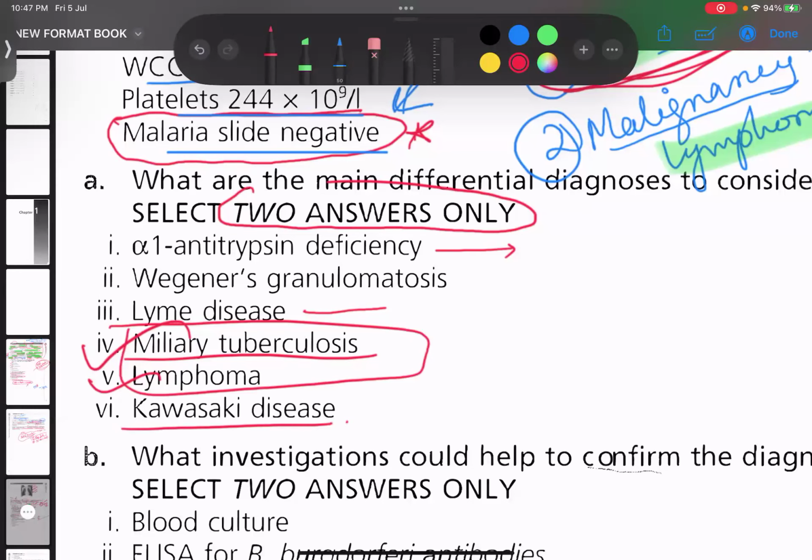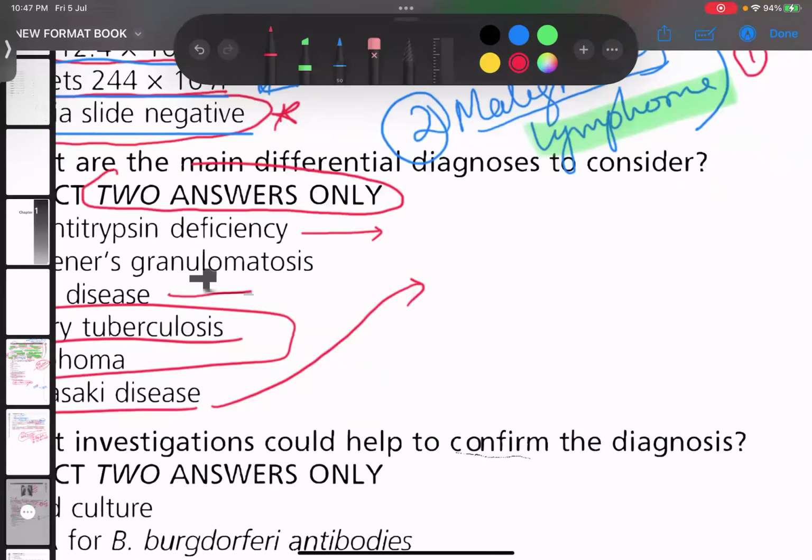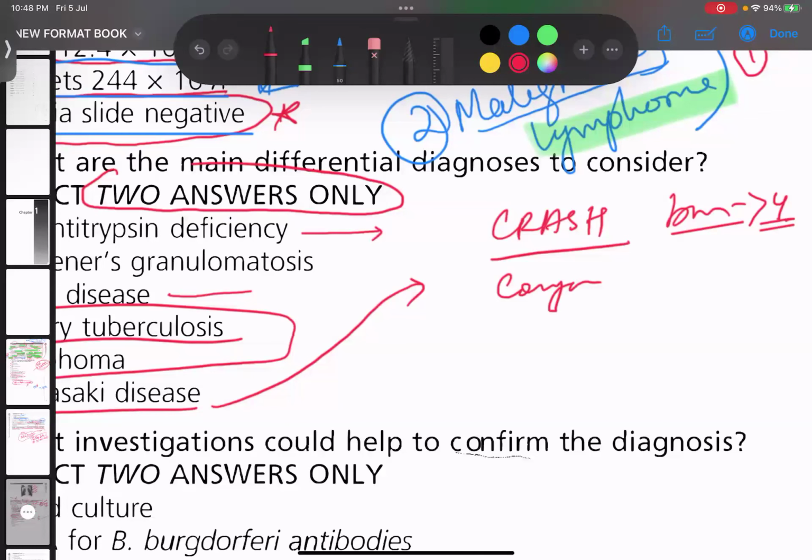What about Kawasaki disease? So again, for Kawasaki disease, the formula is crash and burn. Burn means the fever should be for more than 4 days. Apart from that, there is non-purulent conjunctivitis, there should be a rash, lymphadenopathy, strawberry tongue, along with hand and feet desquamation. So we don't have anything of this sort. Yes, we do have the lymphadenopathy, but other than that, no other features are there.